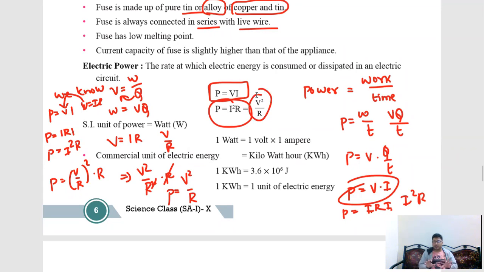These all are conversions. According to the question, according to the given data, we have to solve numerical problems. To solve numerical problems, these are used. That's it. Apart from that, nothing.